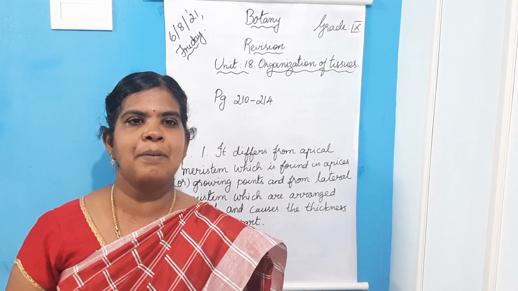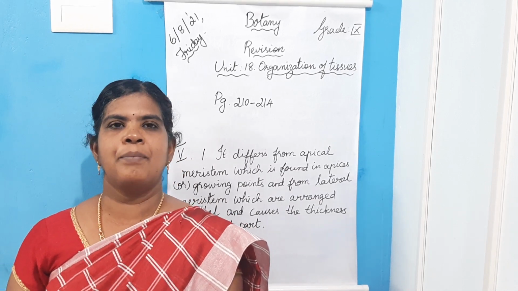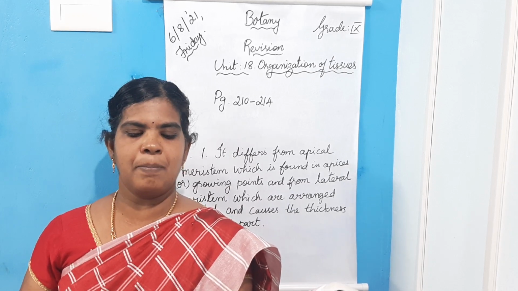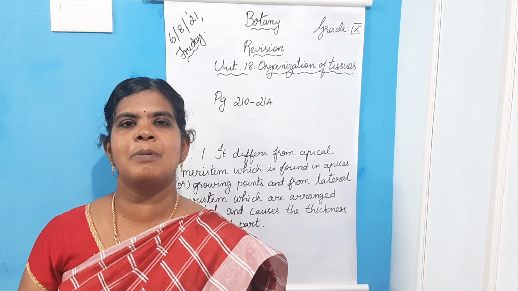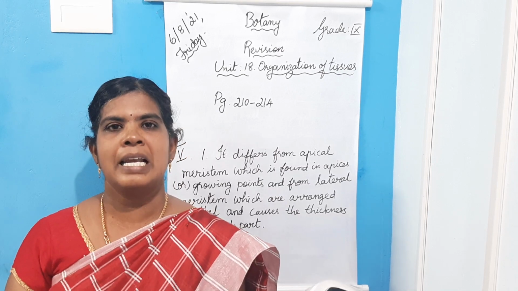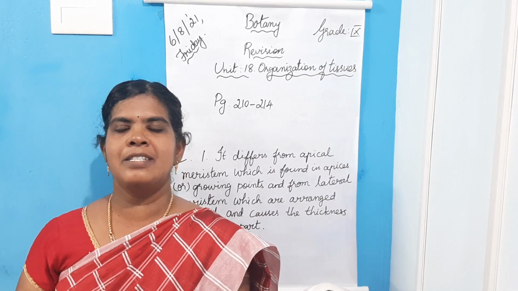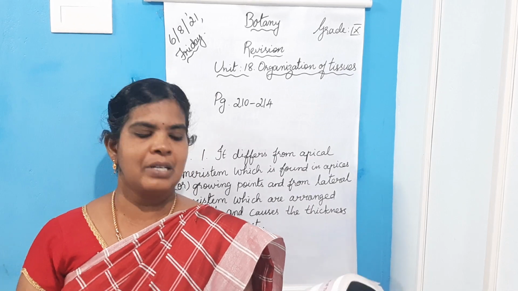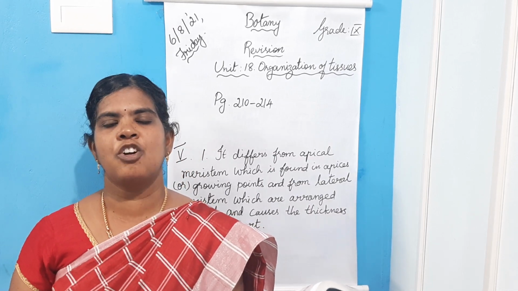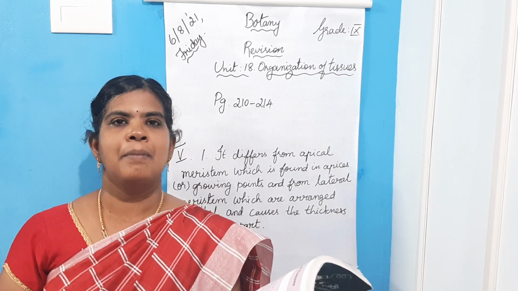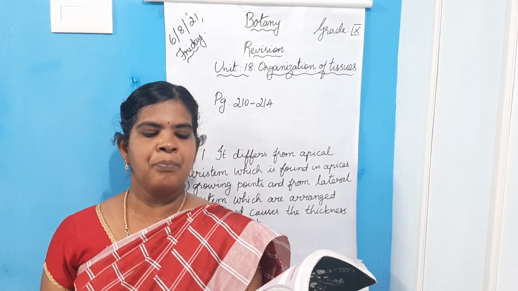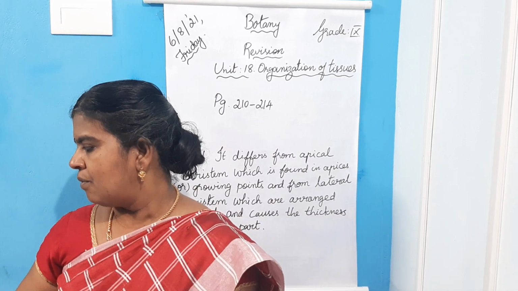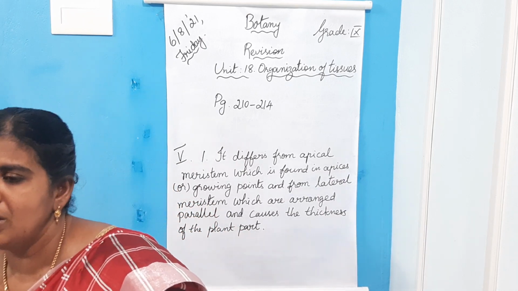Then the third type is lateral meristem. They are arranged parallel and cause the thickness of the plant part. Which meristem is responsible for the thickness of the plant part? Lateral meristem. Dash meristem helps in the production of branches: intercalary meristem. Dash meristem brings about increase in length of the plant body: apical meristem.